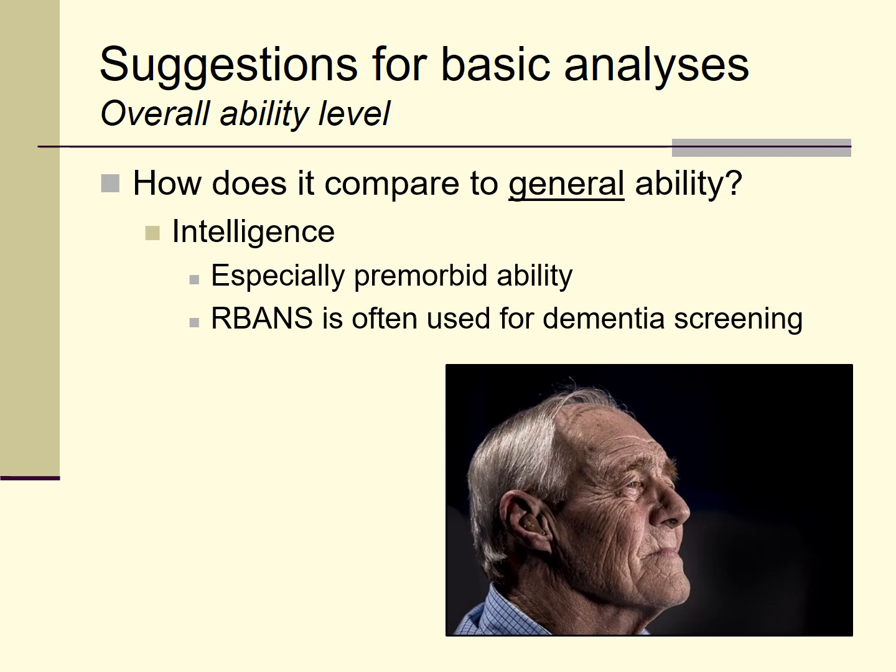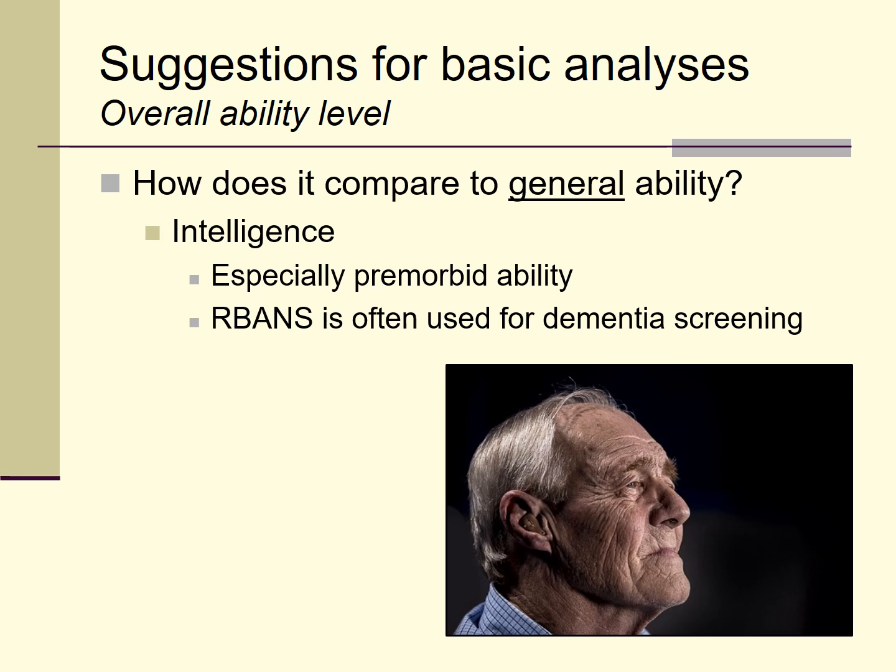And we might very well compare that overall neurocognitive ability to his or her general intellectual ability, that is, his or her intelligence, especially his or her premorbid intelligence, meaning what we think that person's overall mental ability was before they were injured, if it's someone who suffered a brain injury, or before they became sick, if it's someone who suffered some sort of infection that damaged their nervous system, or before they started to show signs of dementia, if they're becoming demented, and so on. The RBANS is often used for dementia screening.